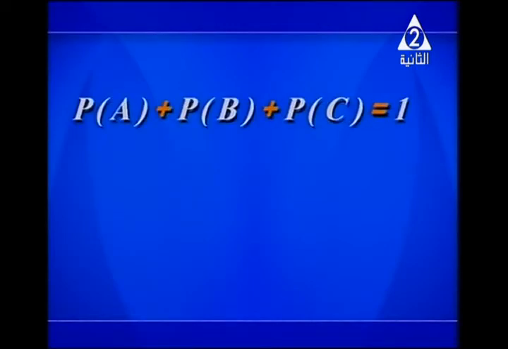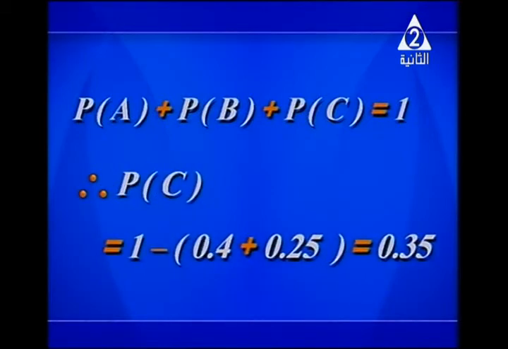We know that if we have 3 events A, B, and C, the sum of the probabilities of the 3 events equals 1. Then the probability of A plus the probability of B plus the probability of C equals 1. We have the probability of A 0.4 and the probability of B 0.25, then the probability of C equals 1 minus the sum of 0.4 plus 0.25. The answer is 0.35.